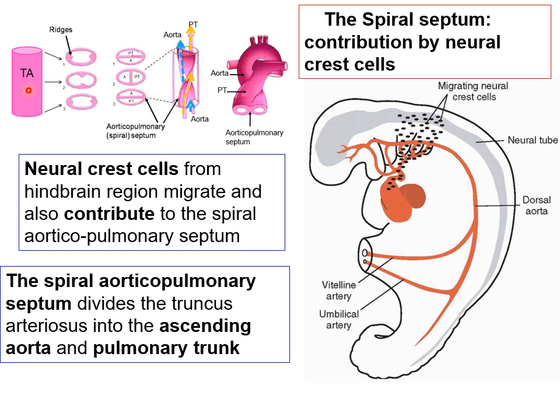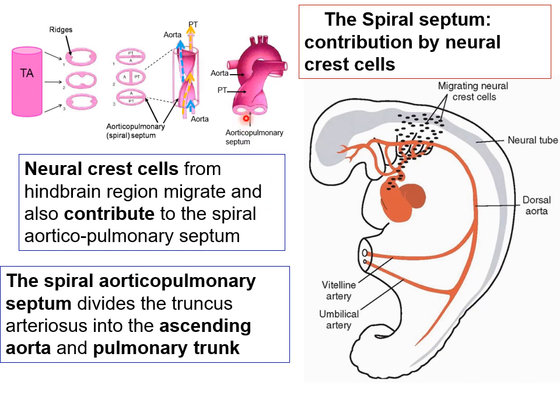Here you can see the common chamber, with the spiral septum developing, the right and left conotruncal ridges fusing to form the spiral aorticopulmonary septum, and finally the adult relationship of the pulmonary trunk and the ascending aorta. Aren't they wrapping around each other like that because of the spiral nature of this septum?